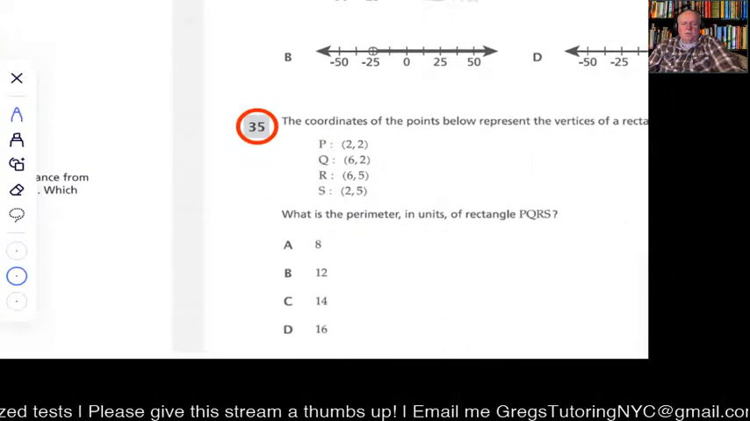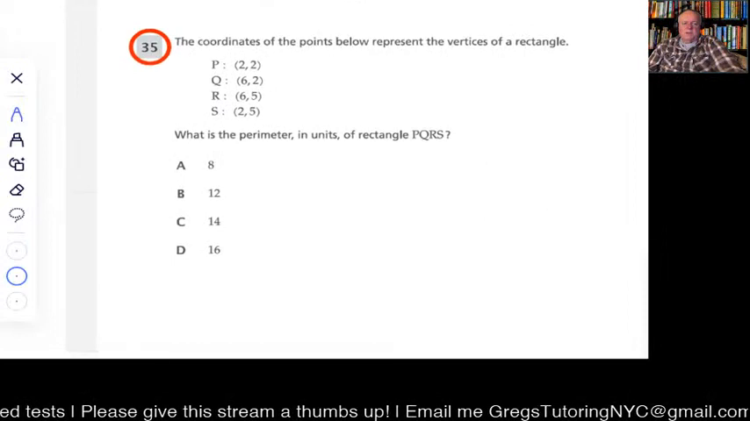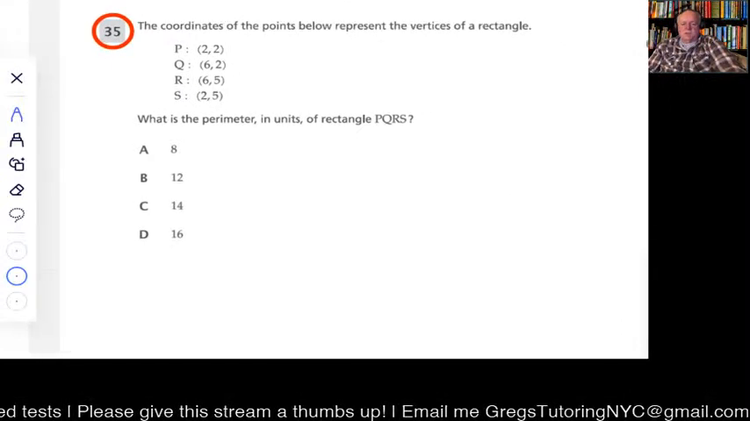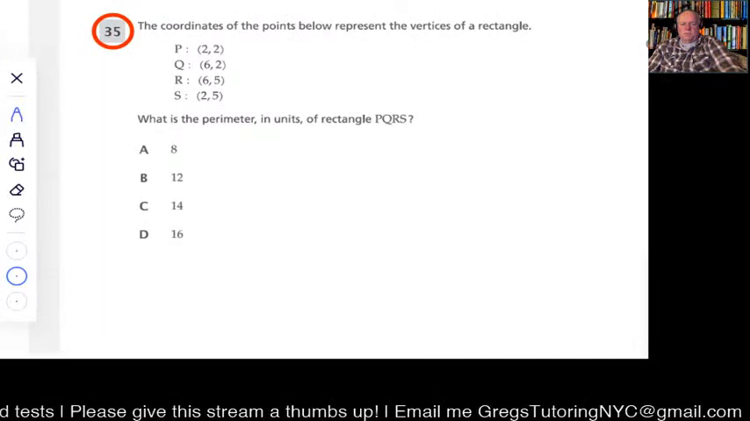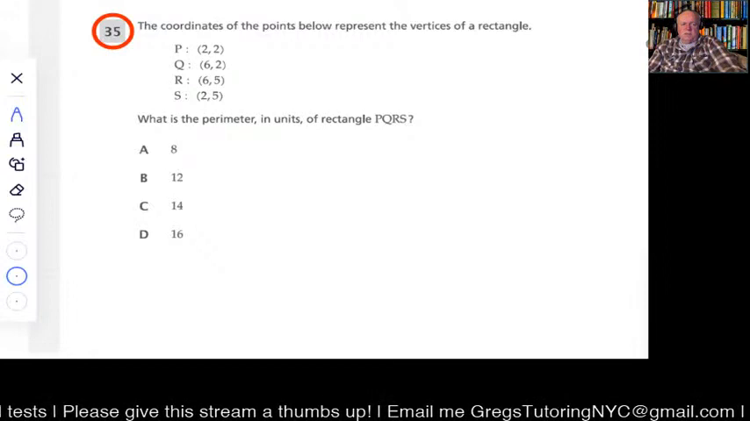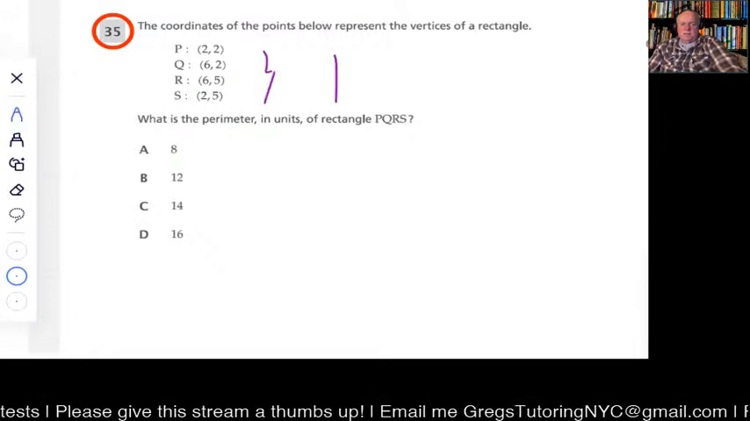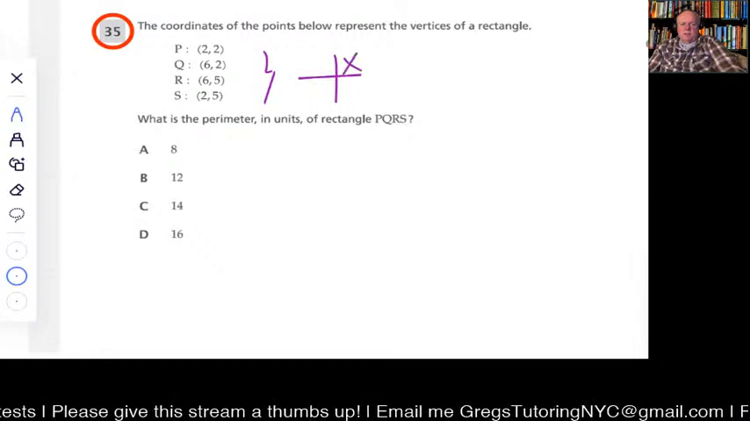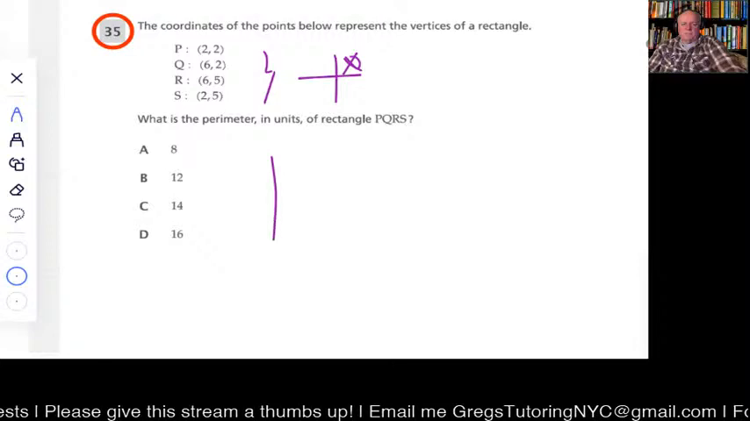Okay, the coordinates of the points of a rectangle in our illustration are P, Q, R, and S. So what we're going to do is do this freehand. Let's try to use the space here. What I'm going to do is, since all these are positive, instead of doing this, because we're only worried about what's in here, I'm just going to do that over here so that it's large enough.